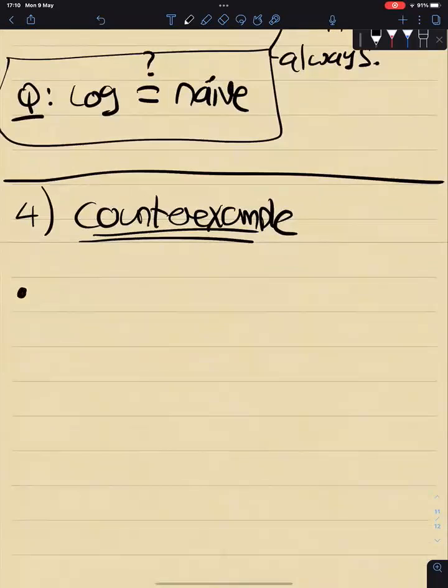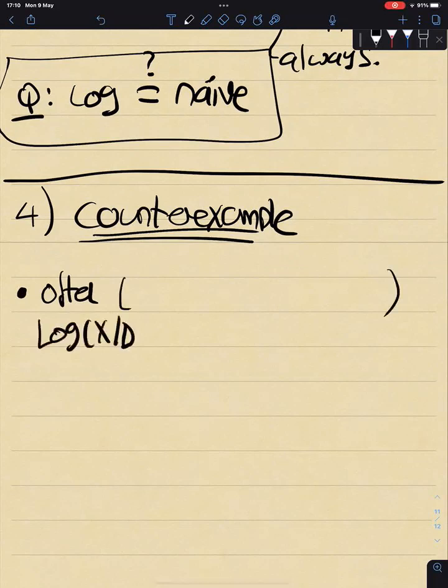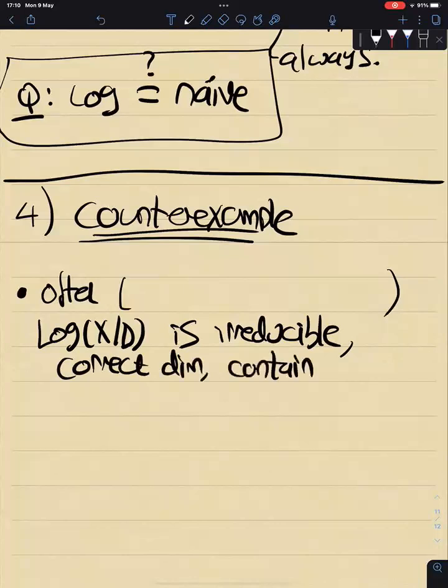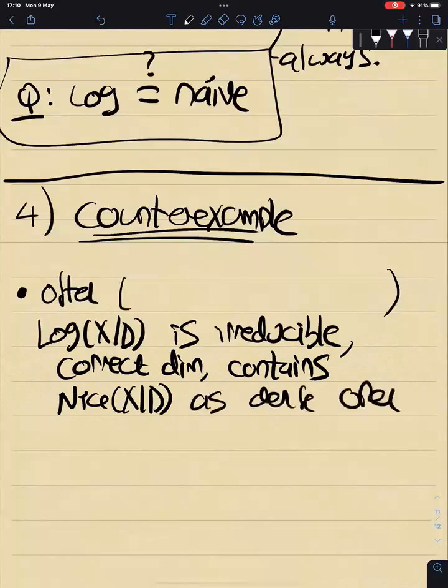Before we get to comparing these, I just want to point out a few facts. So often, where often will be specified in a moment, this log space is very well behaved. It's irreducible, of the correct dimension, and it contains this nice locus as a dense open. This is the thing I defined right at the beginning. So for those of you who know what this means, the log space will be log smooth.